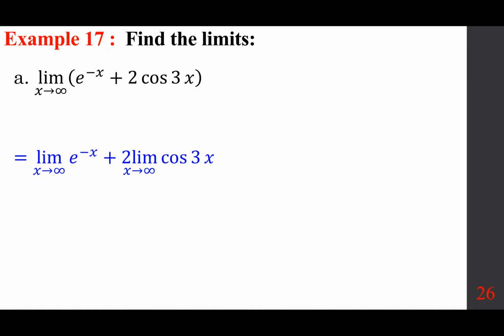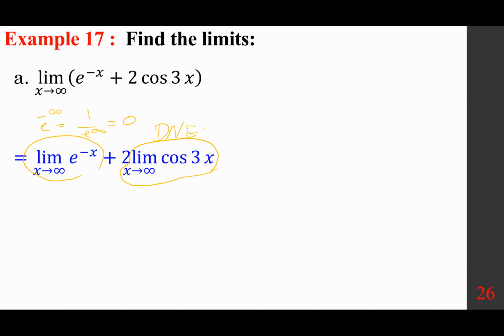Now, this actually repeats the same as the previous page. This part is really e to the power of minus infinity, which is 1 over e to the power of infinity, which is 0. The limit of e to the power of minus x as x approaches infinity becomes 0. But this part, the 2 in front or 5 or 10 makes no difference, it gets multiplied by that limit. This piece, the limit of cosine or sine when x approaches infinity, it oscillates. It does not exist.